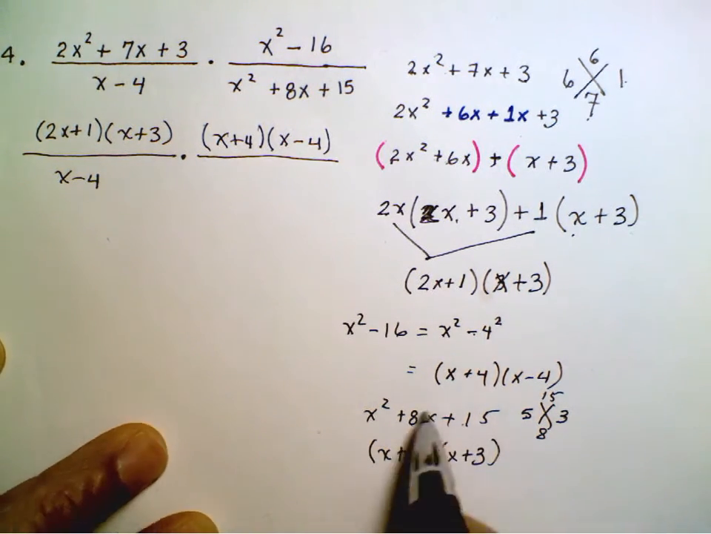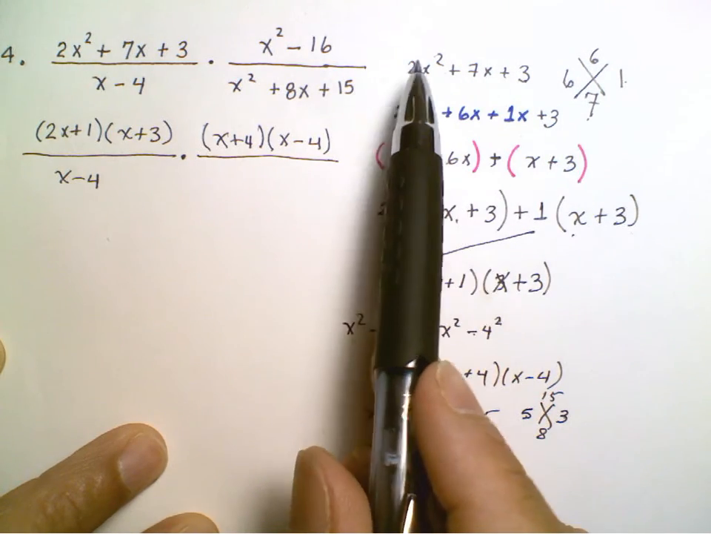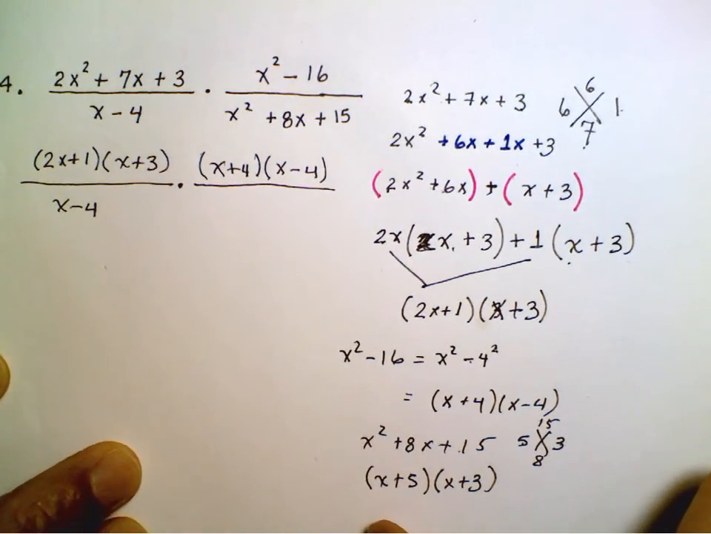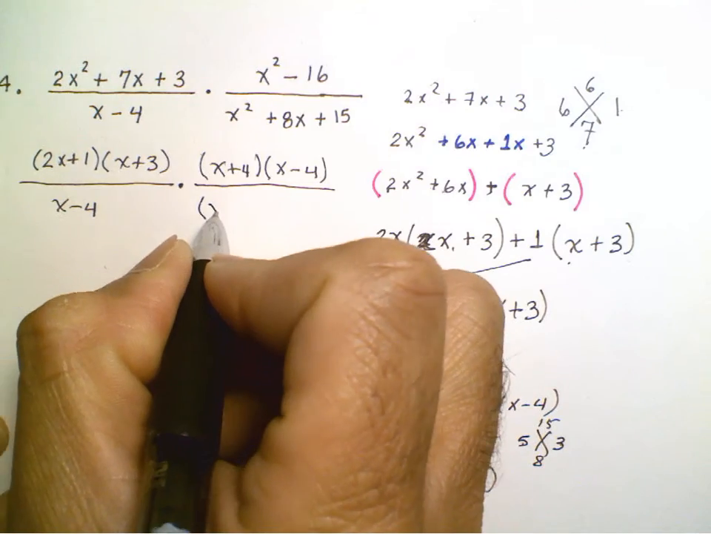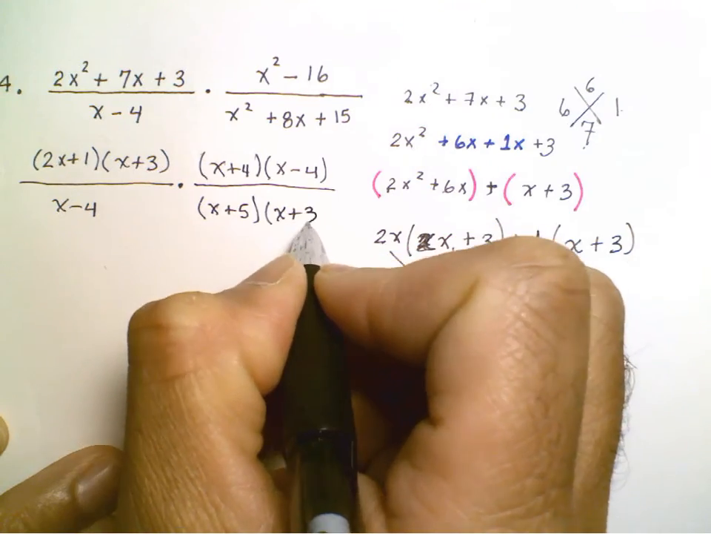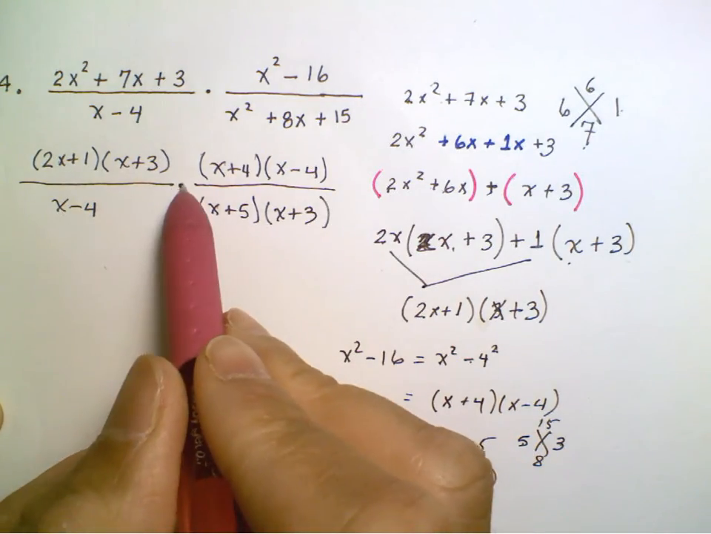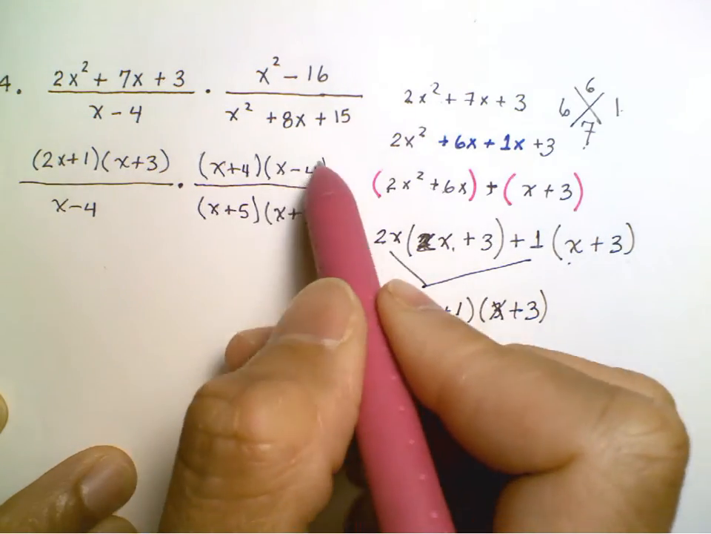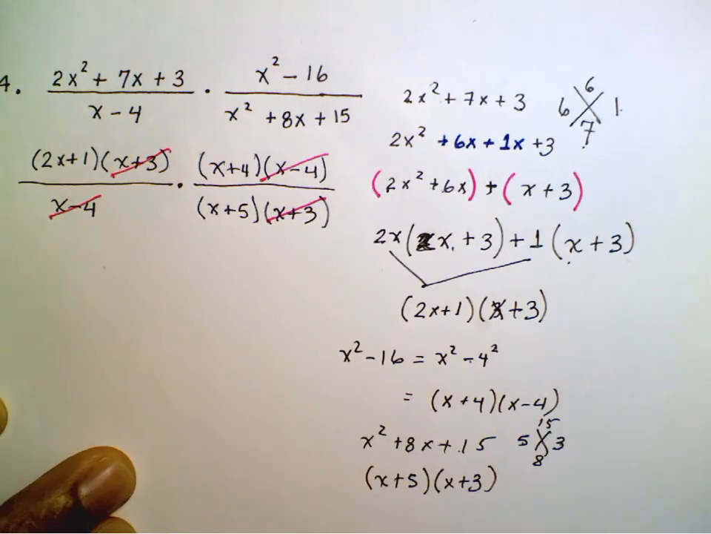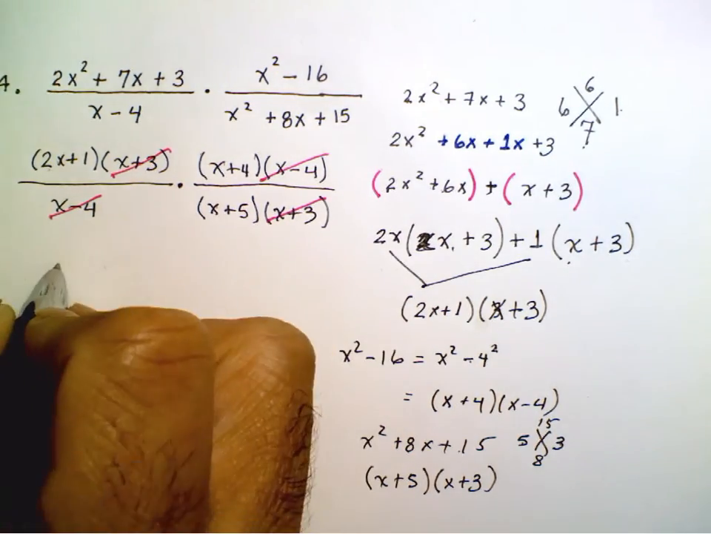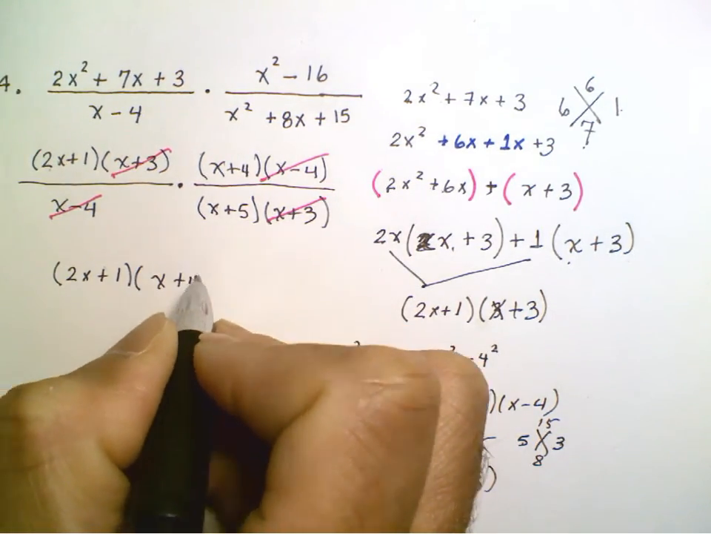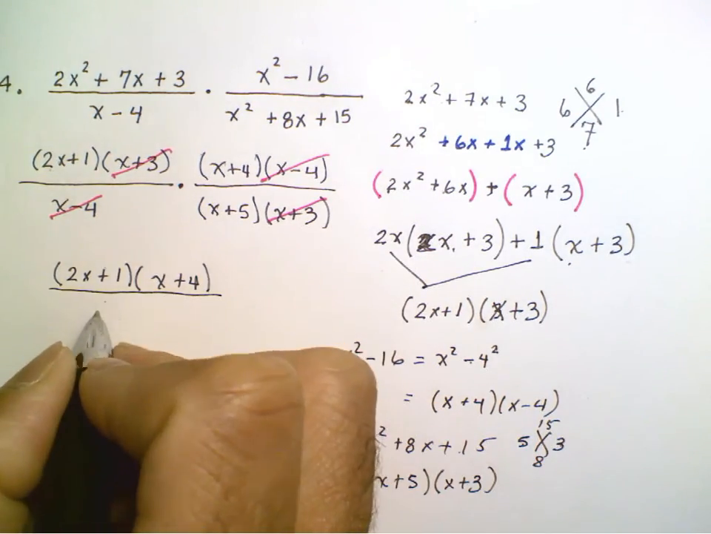I'm not doing grouping because in this case, in the first one, the leading coefficient was 2, so we needed to do some grouping technique to get to the solution. Okay, so the denominator in this case will be x plus 5 and x plus 3. Now you can multiply if you want. I'm going to cancel the like terms. So in this case, I have x minus 4, then x plus 3. And what I have is 2x plus 1 times x plus 4 over x plus 5.